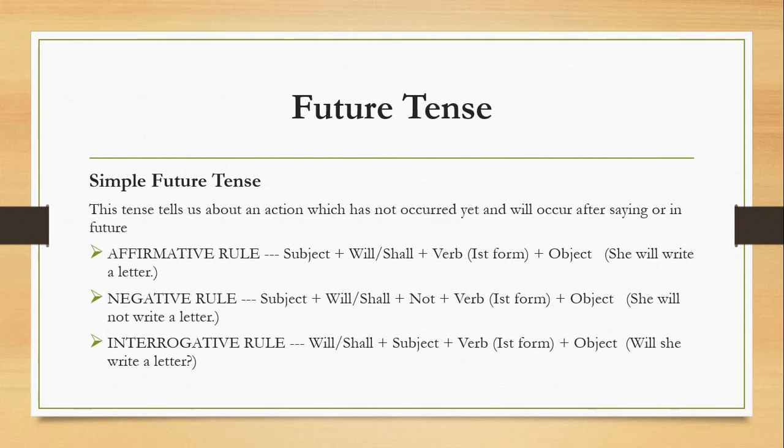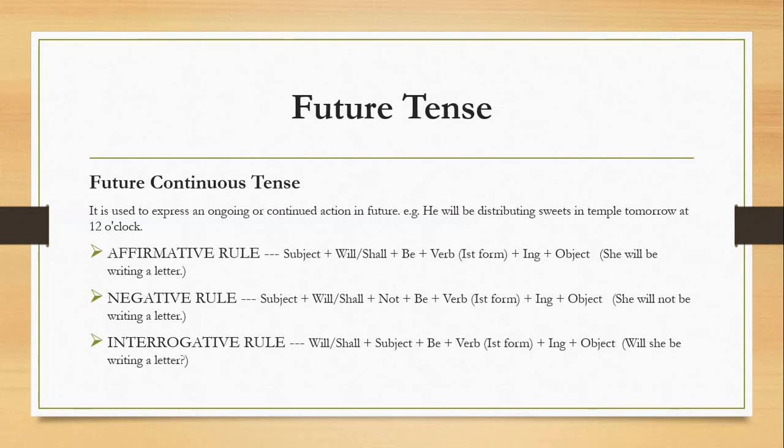Negative: subject plus will or shall plus not plus verb plus object. She will not write a letter. Interrogative: will or shall plus subject plus verb plus object. Will she write a letter? Then comes future continuous. It is used to express an ongoing or continued action in future. For example, he will be distributing sweets in the temple tomorrow at 12 o'clock.